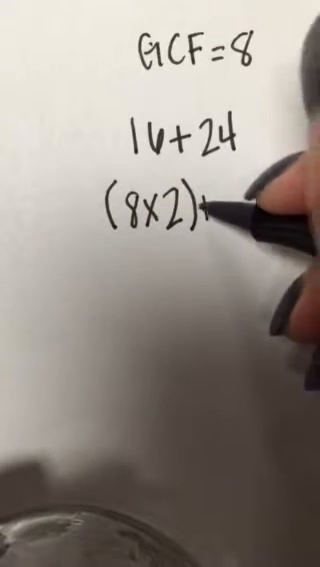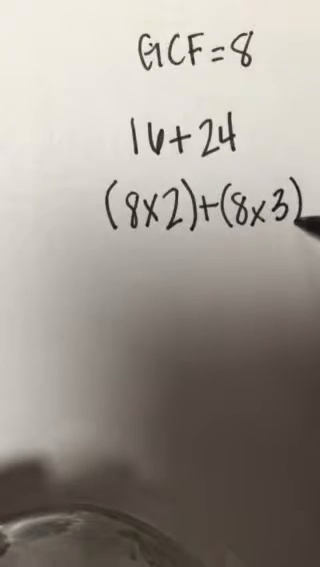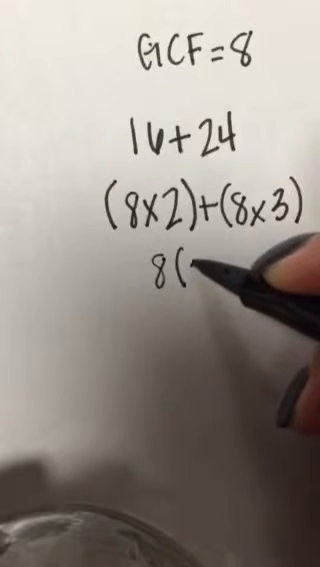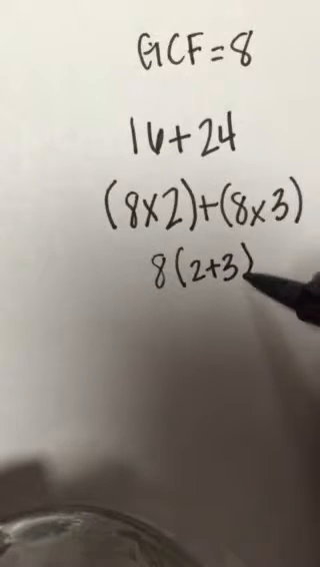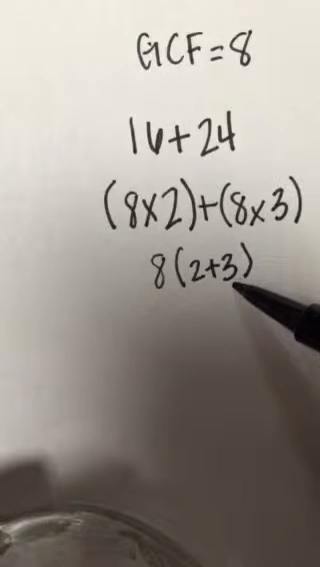Then I'm looking at 24. I know that there's 8 beads on each, so 24 divided by 8 is 3. So there are 3 keychains with 8 beads on each. So if I wrote it using the distributive property, it would look like this. So there are going to be 2 keychains for the blue beads and 3 keychains for the red beads.